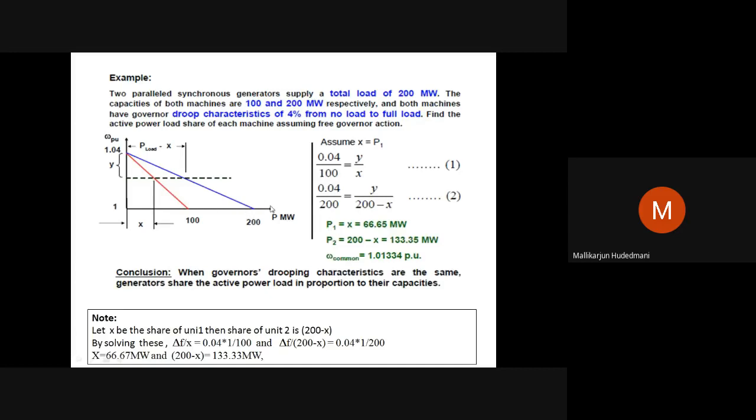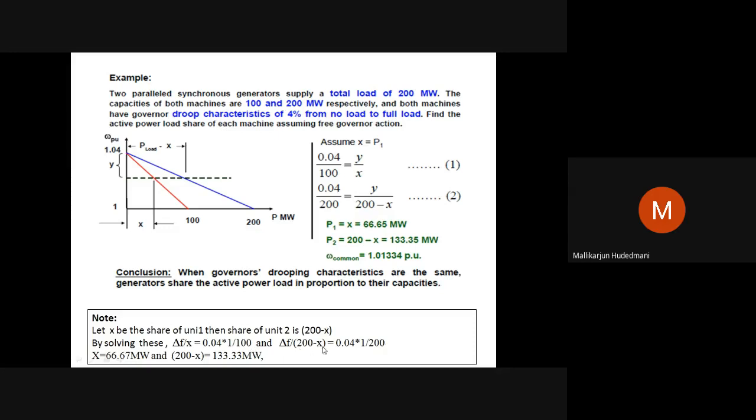Once I am able to understand this, I just come down to the theory knowledge here, the basic knowledge here itself. Let X be the share of unit 1. Then the share of unit 2 is 200 minus X, which you have learned. Proportional sharing of units. X is the share of unit 1, 200 minus X is the share of unit 2. Then taking this knowledge, delta F by X equals droop into unit frequency divided by 100, the capacity, and delta F divided by 200 minus X, the share of the other machine, equals droop divided by capacity.